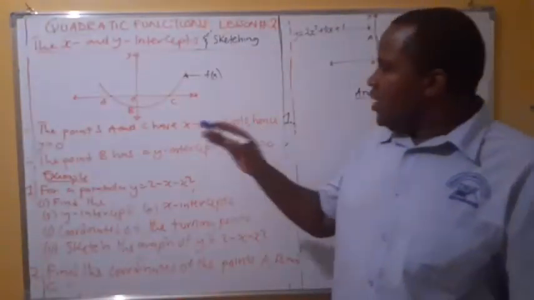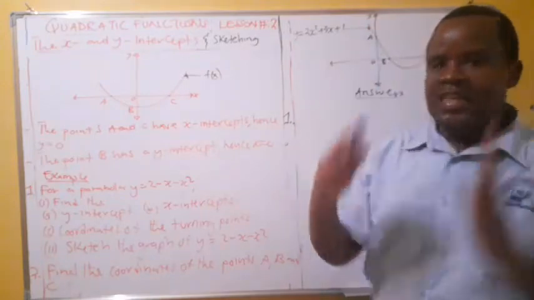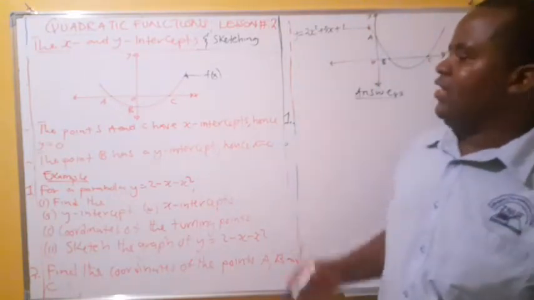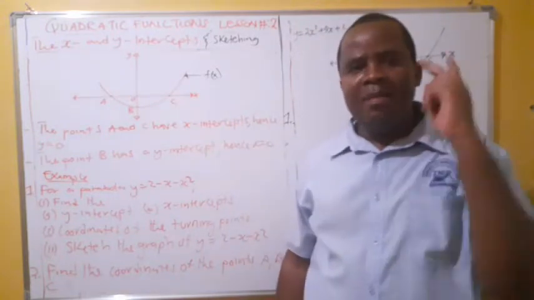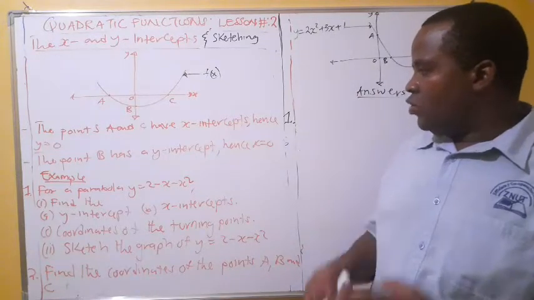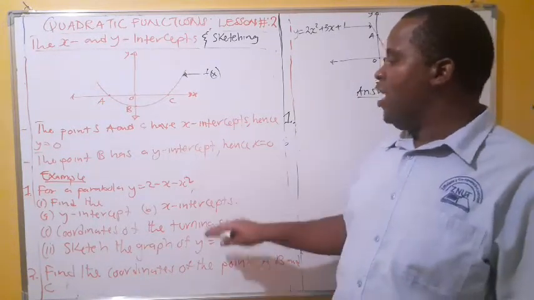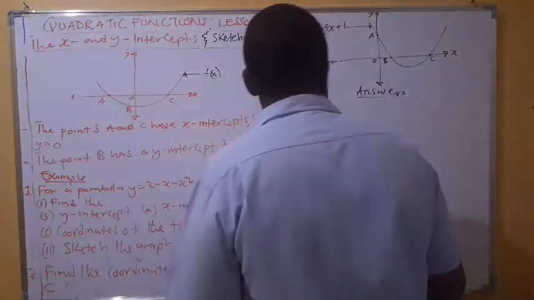Now, if you are dealing with the x-intercept, we are saying y is 0. If you are dealing with the y-intercept, x is 0. Those are the 2 important concepts. Those are the concepts that we are going to use here, even when sketching. They are very important. Okay, let's look at the first one.